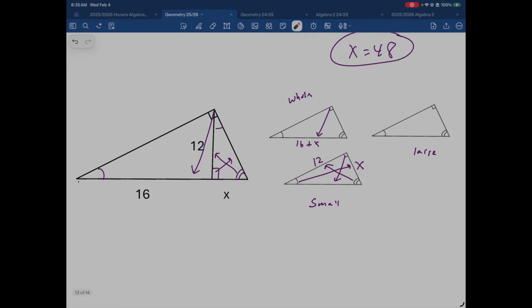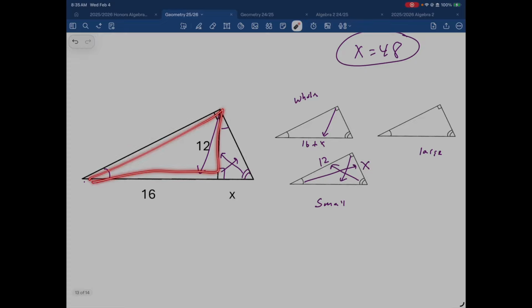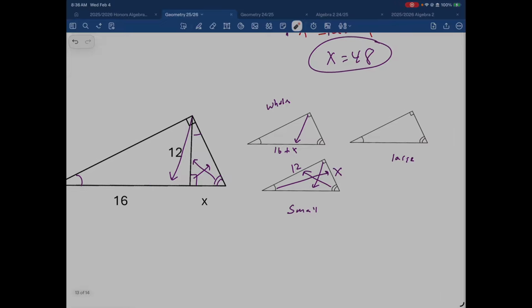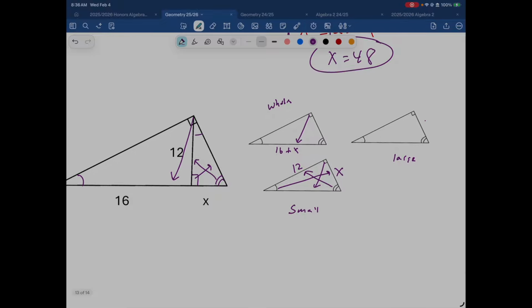Now we go to the large. The large triangle, just to get myself situated, is this one right here. I know the side opposite the 1 is 12. But the 90, we don't know. Then that makes that the side opposite the 2. The side opposite the 2 is 16.